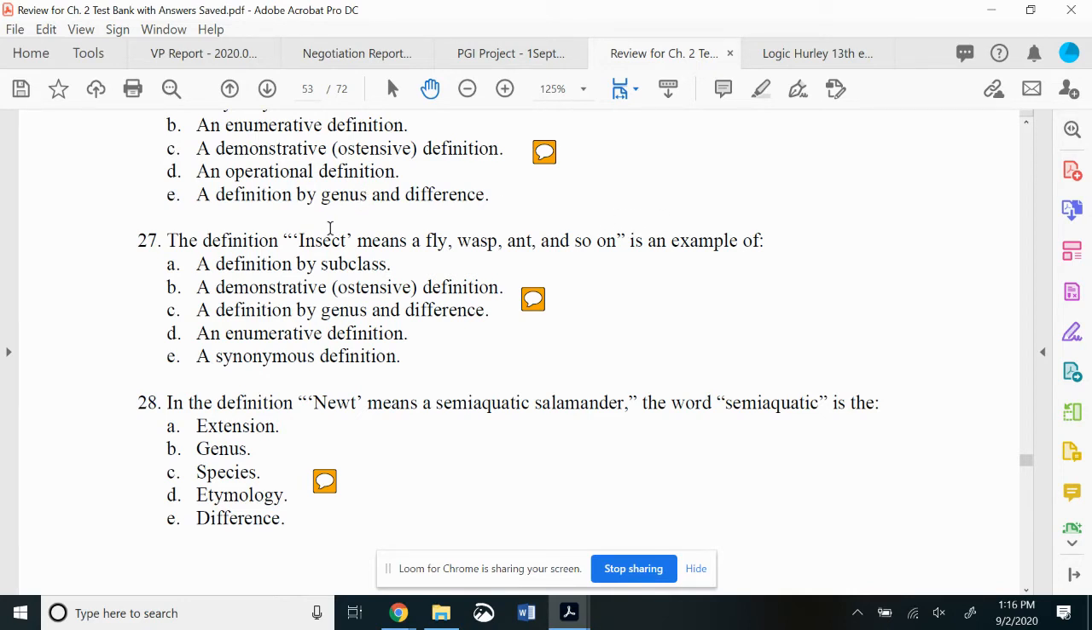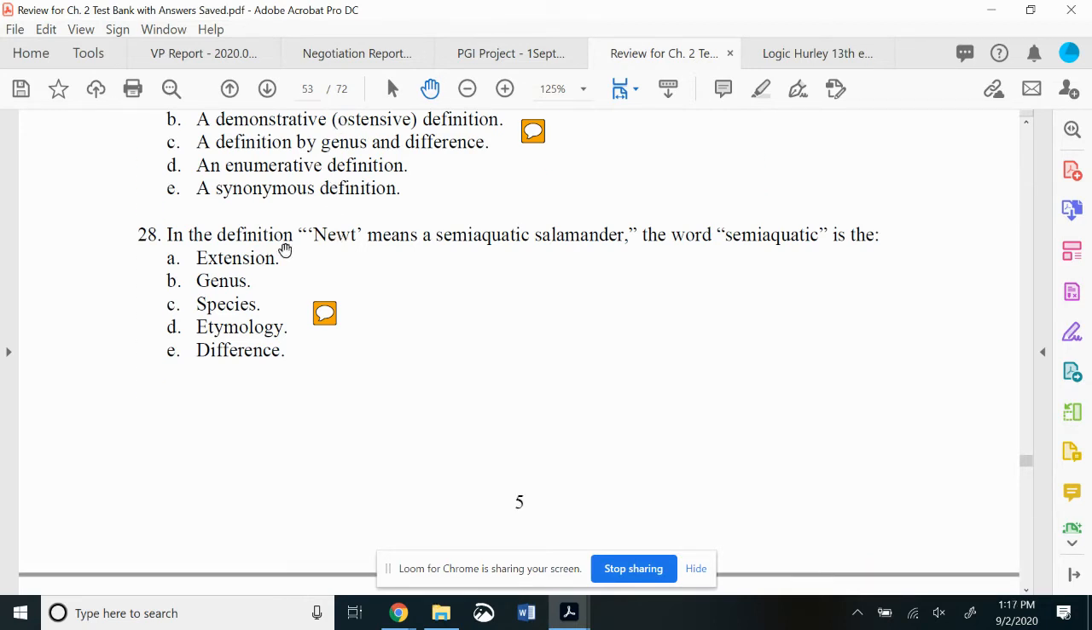I could give you a one-worder that's synonymous. I could give you a genus difference. I can give you a bunch of different things. But in this example, I'm doing it in a subclass way, so it's a subclass. 28. In the definition, newt means a semi-aquatic salamander.